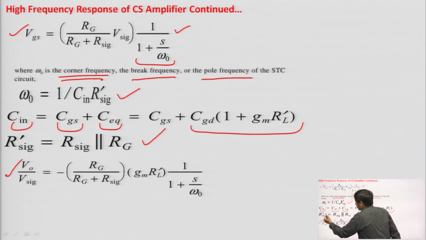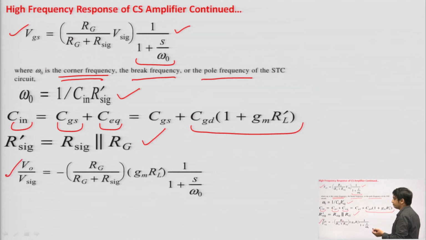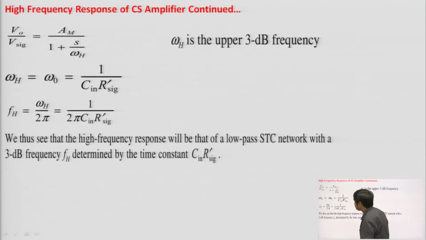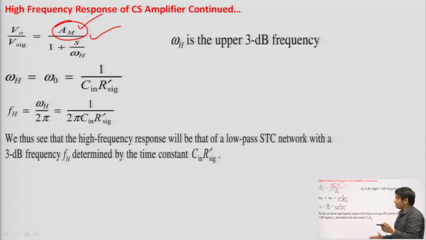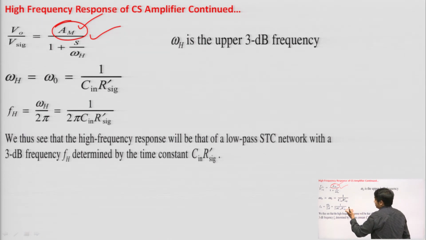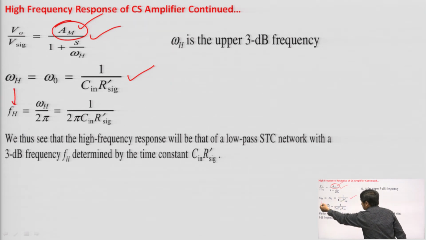From here we can calculate the overall voltage gain, that is V naught upon V sig, very easily. Now the previous equation can be replaced with the help of this equation, where AM is the midband gain, which we have already calculated in unit 1. The midband gain is basically the gain achieved in the mid frequency in which there is no capacitive effect, and omega naught, that is the corner frequency, is 1 upon C into R dash sig. We can write omega naught as omega h, the upper 3 dB frequency, also called the higher cutoff frequency.